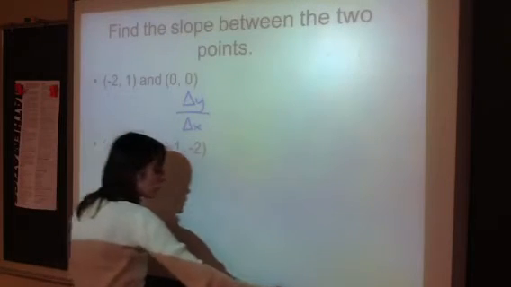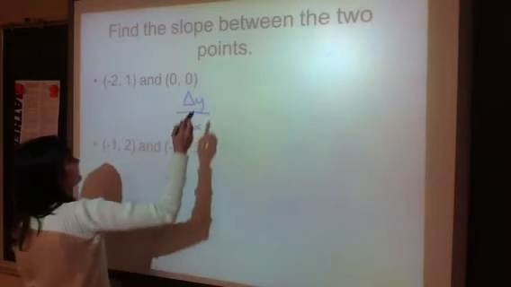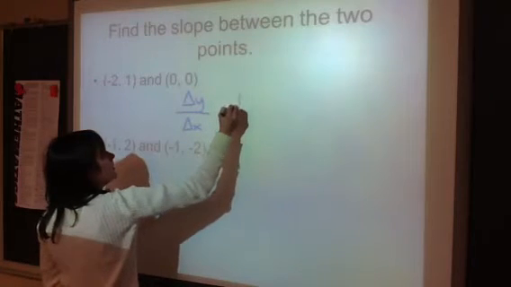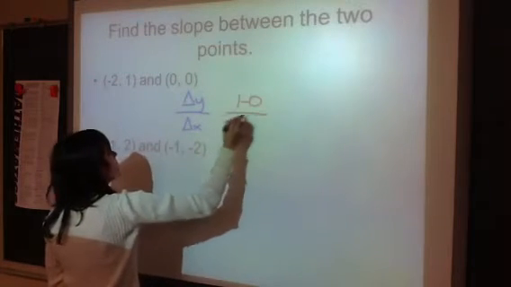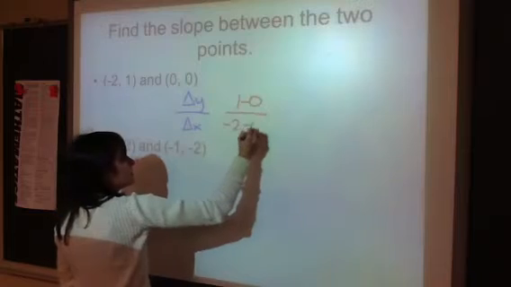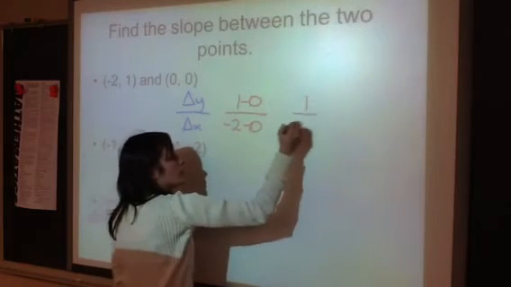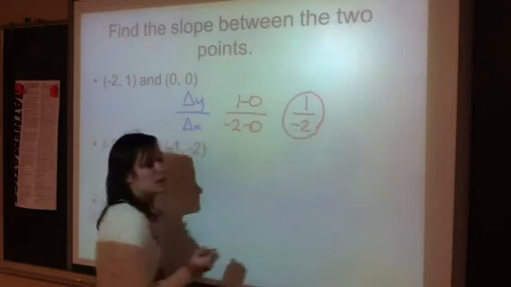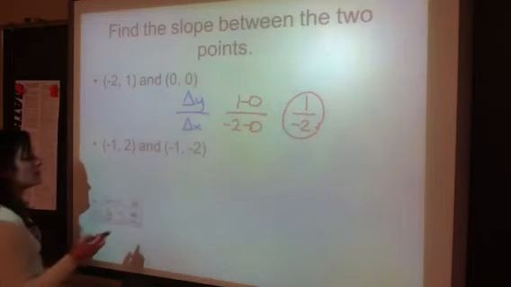So our change in y on this one is 1 minus 0 over negative 2 minus 0. So you get 1 over negative 2. Yeah, you go you. Do the same thing here.